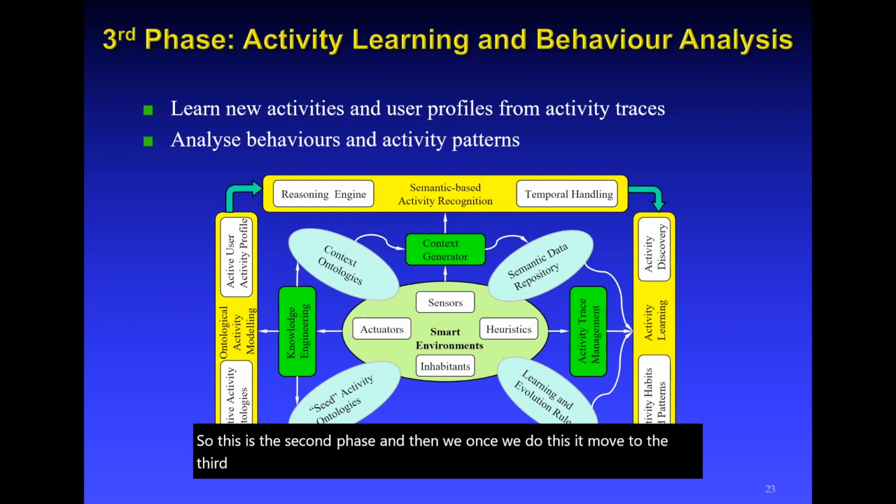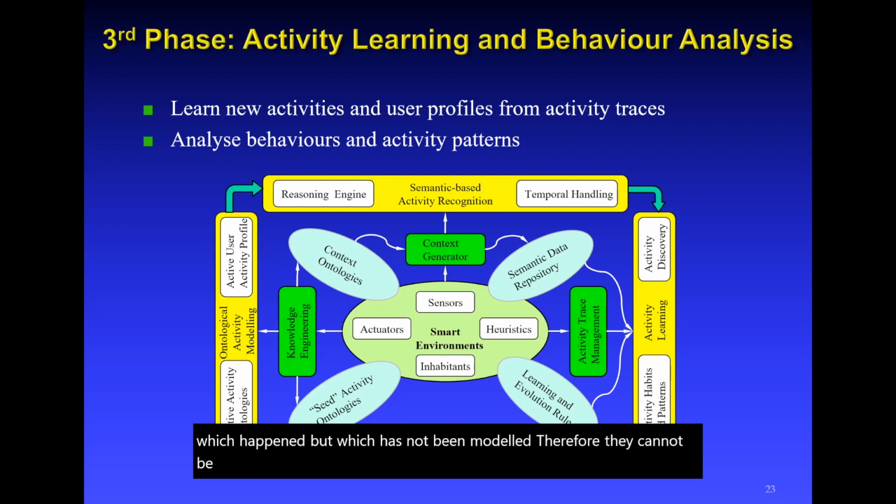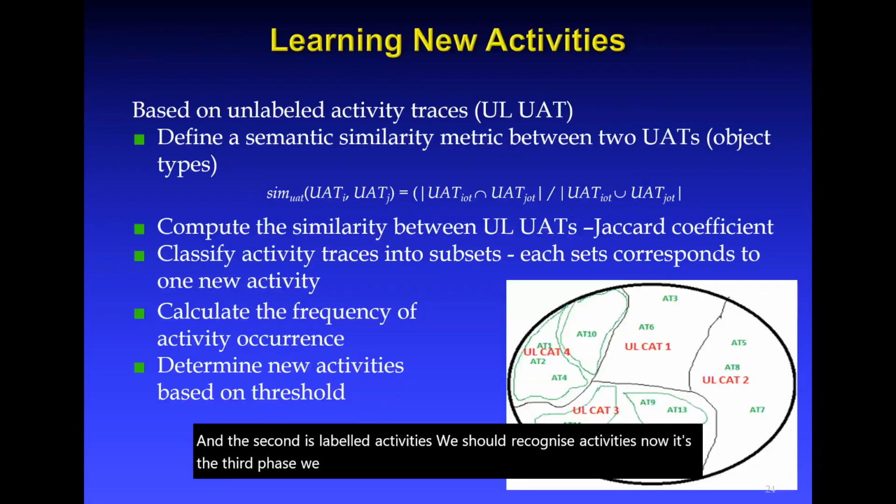As you can see from the last slide, the second phase generates two data sets. One is unlabeled activity traces, basically activities which happened but have not been modeled, and therefore cannot be recognized. The second is labeled activity traces, which are recognized activities. Now it's the third phase. We apply data mining and machine learning techniques to learn. For example, first we want to learn new activities from unlabeled activity traces.